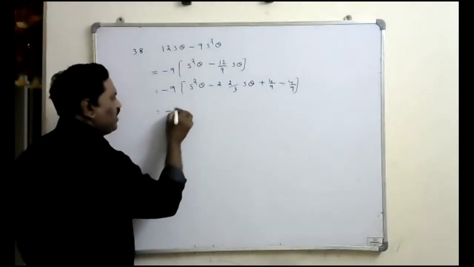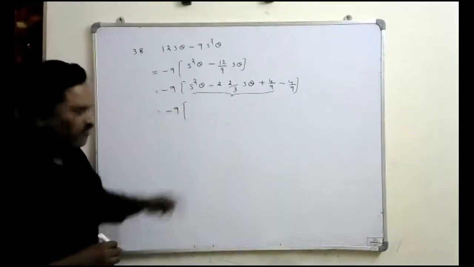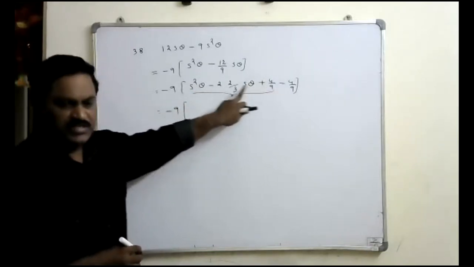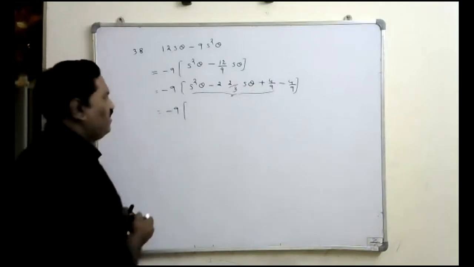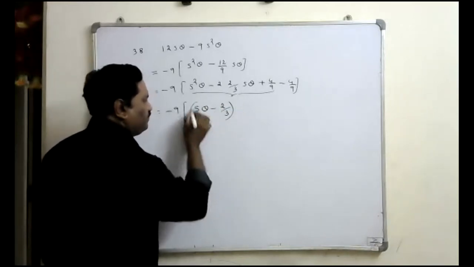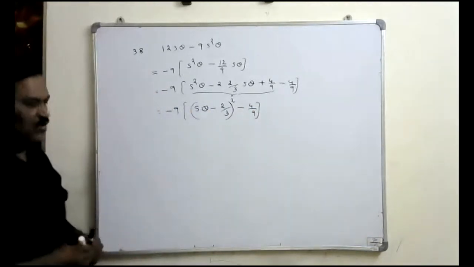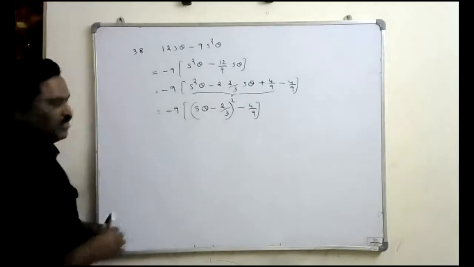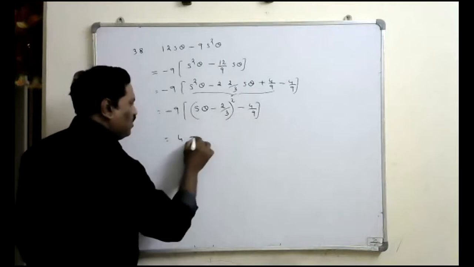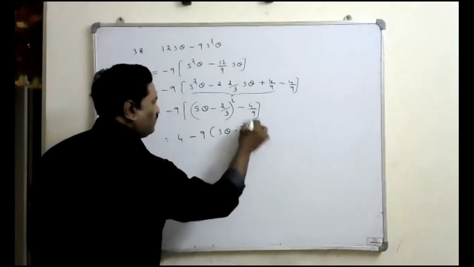Now, minus 9 times these three terms, if you observe, it is in the form of a square minus 2ab plus b square. This is the formula of a minus b whole square, where a means sine theta, b means 2 by 3, whole square. Like that you can expand it, minus 4 by 9. Now, if you multiply by minus 9, minus into minus plus, 9 into 4 by 9 means 4, minus 9 times sine theta minus 2 by 3 whole square.